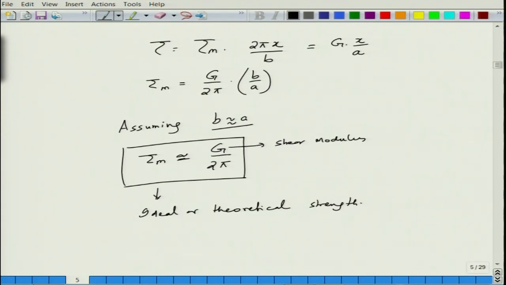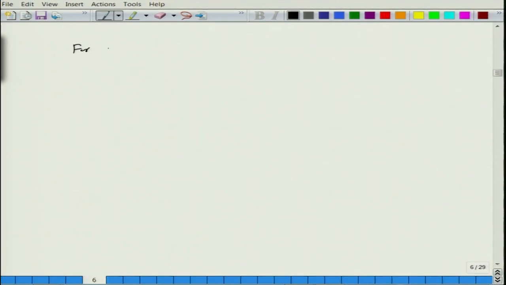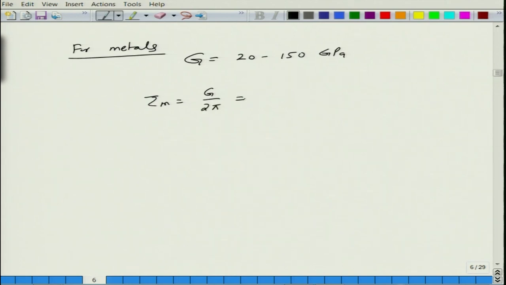Now let us see what is the value of G for metals. G varies anywhere from 20 to 150 GPa for a lot of metals. So if this is the case, then tau m will be equal to G divided by 2 pi, basically we are saying, if 2 pi is approximately 6, then 3 to nearly 30 GPa.